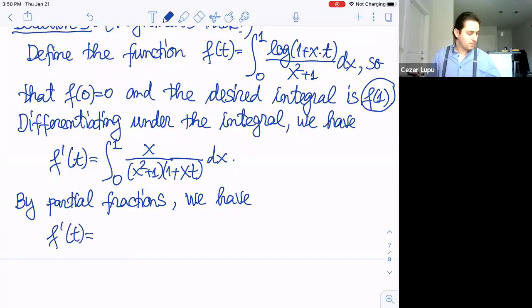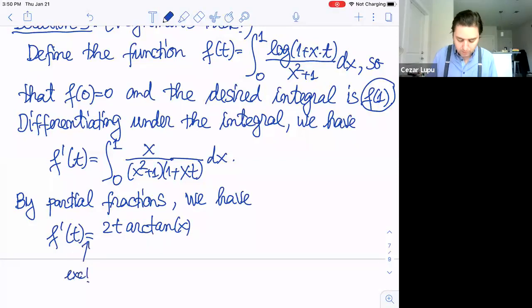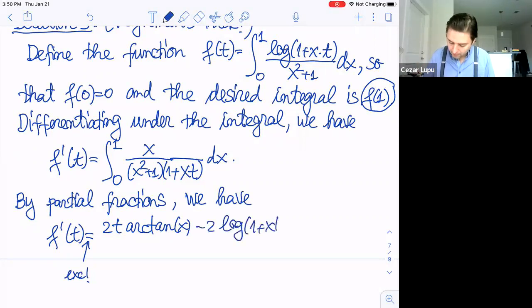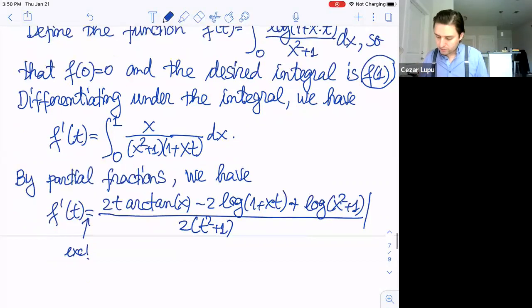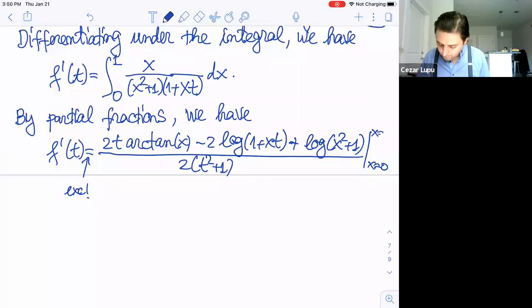Let me see, what did I do? I did some computation somewhere here. Okay. So by partial fractions, this would give us 2t arctangent of x. I'll leave this to you as an exercise, since I don't want to do computations like crazy. Minus 2 log of (1 plus xt) plus log of (x squared plus 1), everything over 2 times (t squared plus 1). And this is taken from x equals 0 to x equals 1.